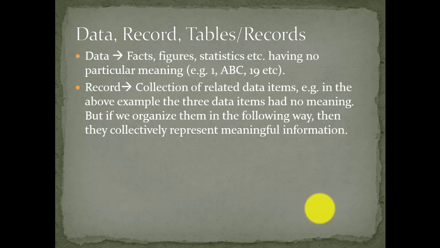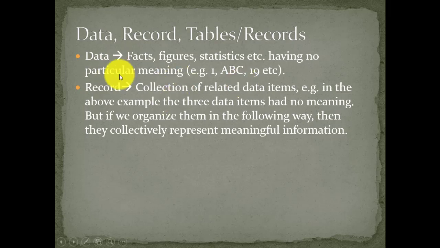Okay. So examples that we could discuss is 1. Now what is 1? We are not aware of that. 1 is a number that we know, but the meaning of this 1 is not available. What is ABC? It is a text. 19, again it is a number, but we are not able to say what exactly the meaning of this 1 or ABC or 19 is.